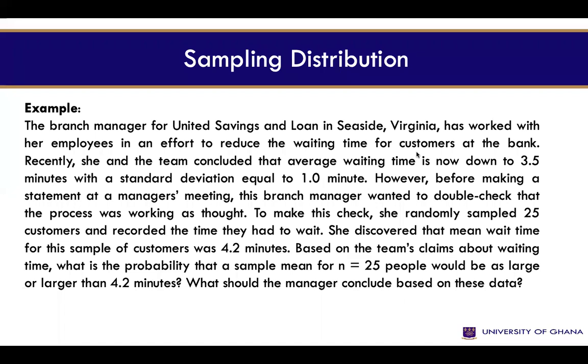So the branch manager for United Savings has worked with employees in order to reduce the waiting time. So reduction of waiting time. Recently, they concluded that waiting time is now down to 3.5, and a standard deviation of 1. But before making that statement, they want to double check that the process is working as thought, right? To make this check, she randomly sampled 25 customers and recorded the time they had to wait. Then they discovered that the average waiting time is 4 minutes.